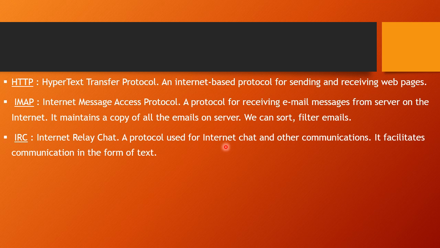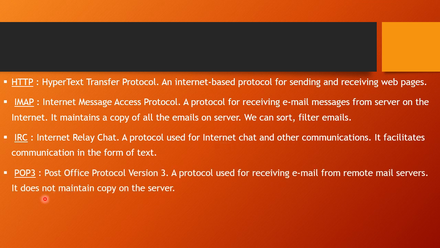ओके, देन द नेक्स्ट टाइप ऑफ प्रोटोकॉल इज POP3. What is POP3? POP3 is Post Office Protocol version 3. 3 is the version. Okay, it is a version. So Post Office Protocol version 3. A protocol used for receiving email from remote mail servers. It does not maintain copy on the server. Now see what is the meaning of this.